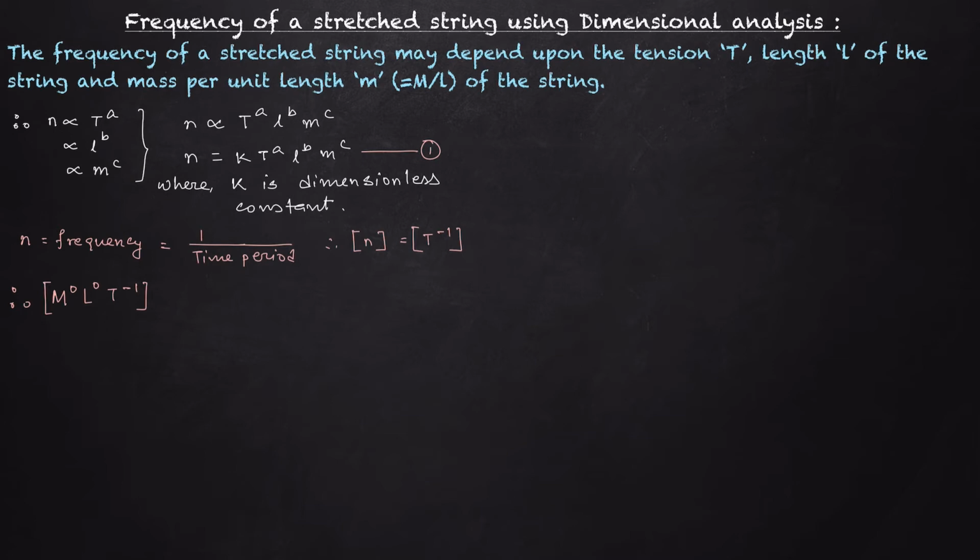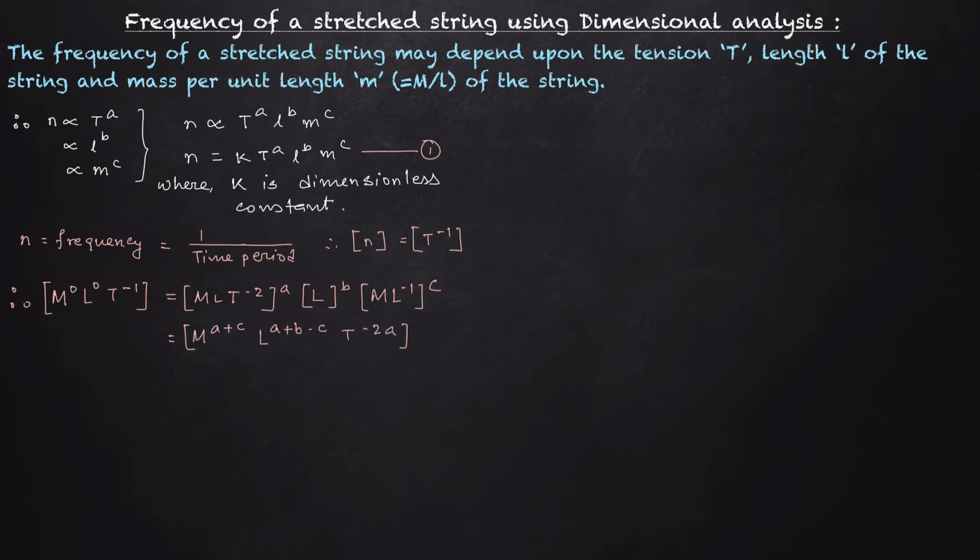So the dimension of tension must be equal to force, that is M L T to the power minus 2, and L to the power b, and M L inverse, that is small m, that represents mass per unit length, that is total mass by total length. That's why I wrote it M L inverse, that is m by l. So now collect all the similar quantities.